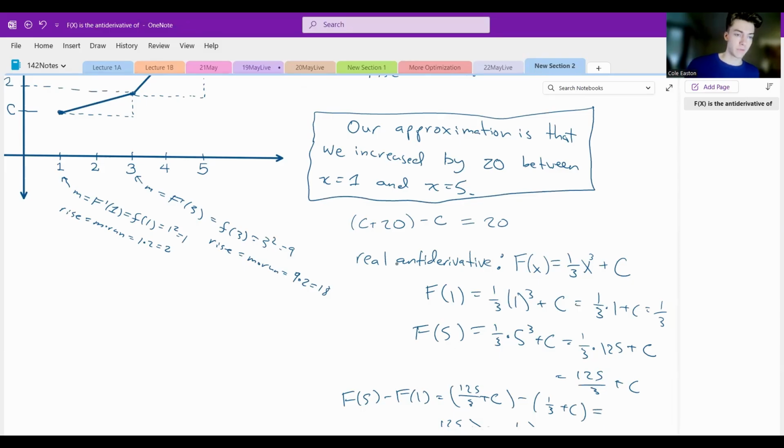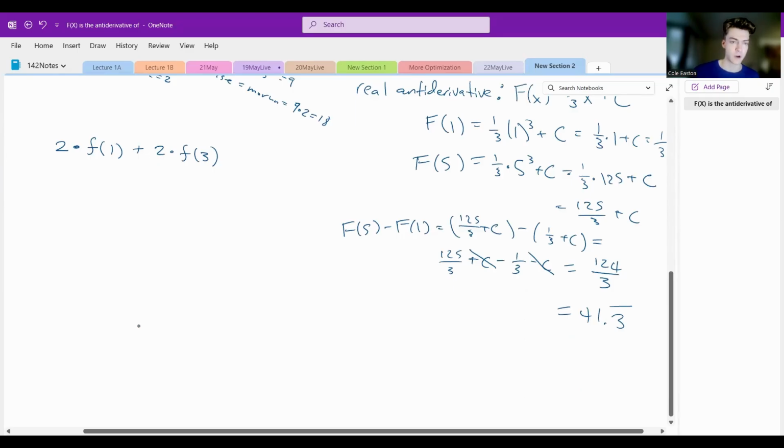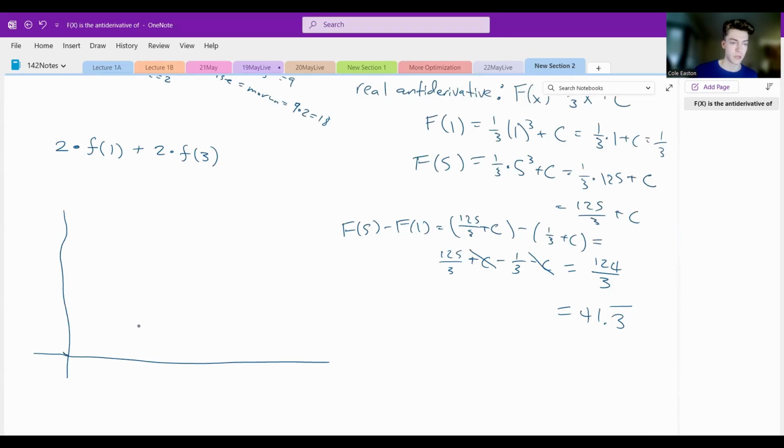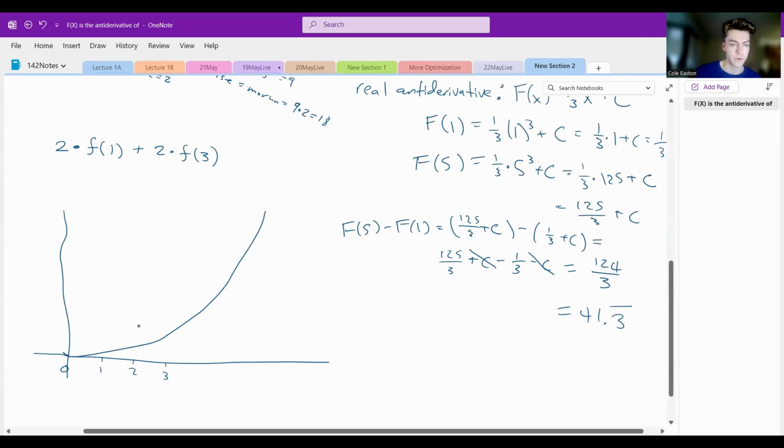Notice that we said over this first interval, we increased by 2 times little f of 1, and then we said plus 2 times little f of 3, right? That was our 2 times 1, and then for that second increase, it was our 2 times 9. And now we're going to draw a graph of our little f function. So our little f function, we said was x squared. And so let's just sketch what a parabola looks like. And we're going to draw our 0, 1, 2, 3, 4, 5.